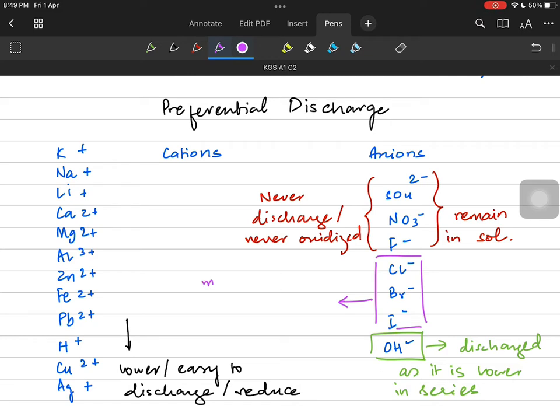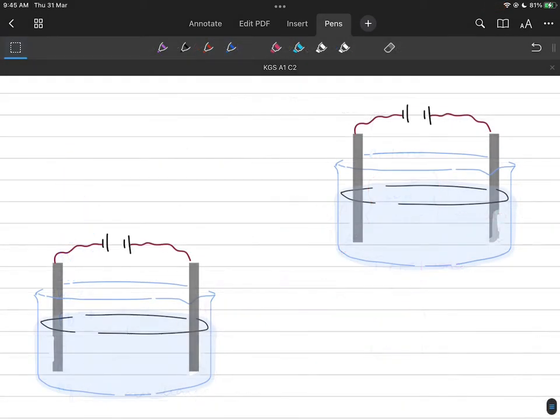However, the chloride, bromide, and iodide ions may discharge themselves only if it's a very concentrated solution. So sometimes concentration also has an effect on determining which ion will discharge. And that is true only in the case of anions, specifically chloride ions. In the O-level chemistry syllabus, you only need to know about the chloride ions.